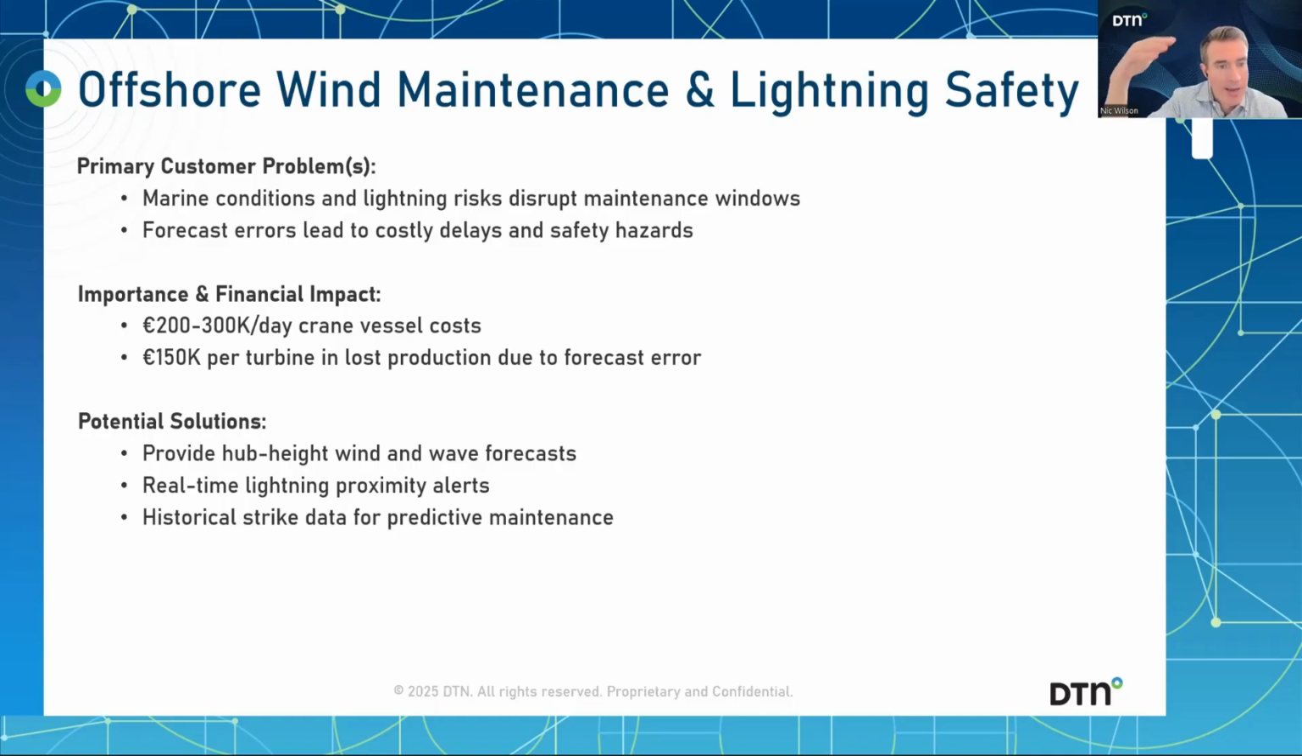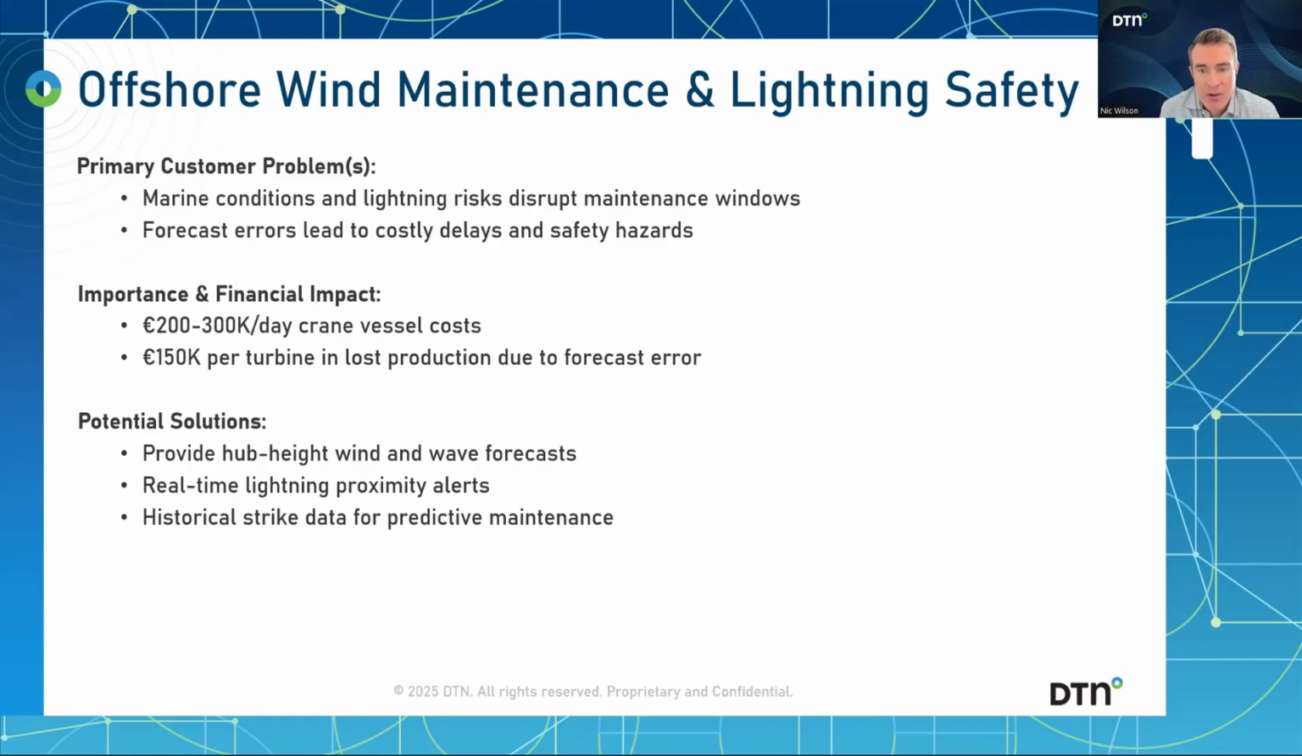And then there's the human element. Workers at nacelle or hub height level in a marine environment. Lightning strikes pose a great threat. There's no immediate shelter. Maritime rescue response times are 30 to 60 minutes. You need to have real-time lightning proximity alerts built for the offshore environment, not adapted from land-based systems. And when lightning does strike, and it will, offshore wind turbines see a higher strike frequency. So you need historical strike data to correlate with blade damage because a single blade replacement can be upwards of 500,000 euros plus mobilization costs.